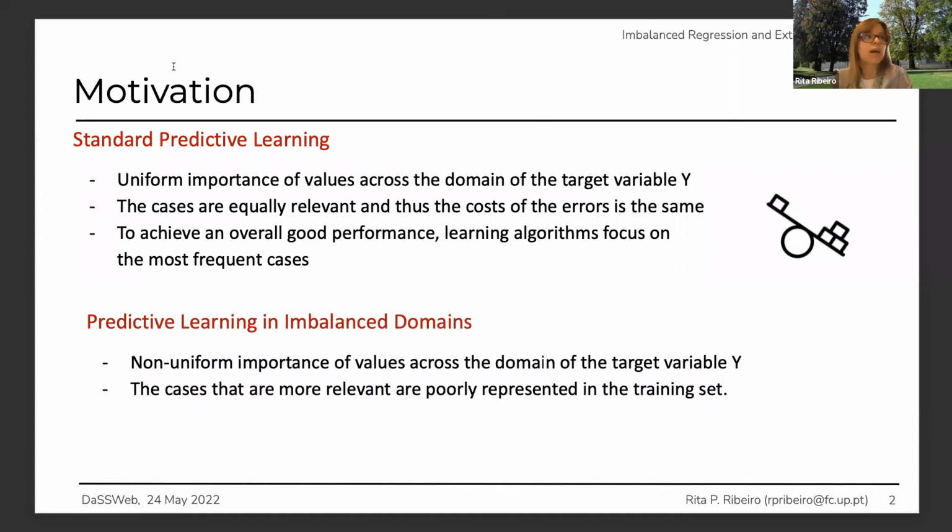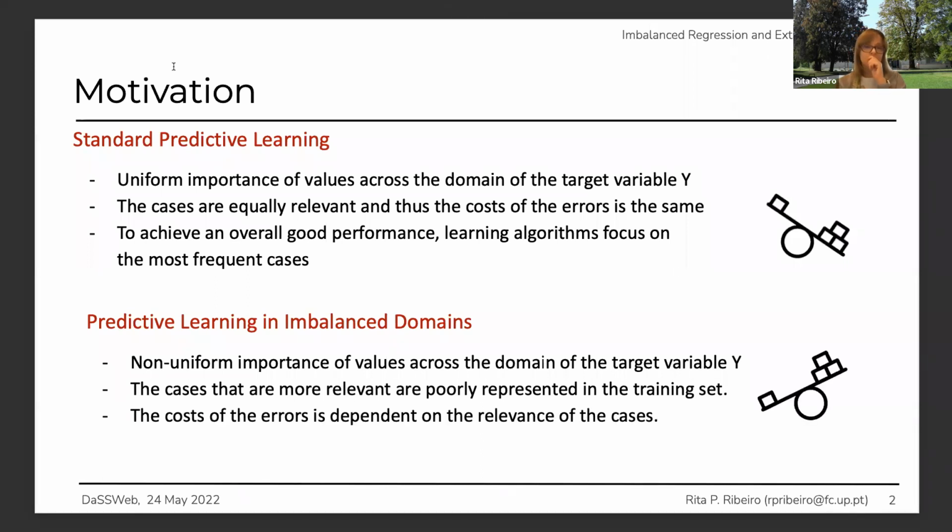But what happens whenever we are trying to learn from an imbalanced domain setting? In that case, we can no longer state that all the values across the target variable domain have an equal importance, and there are a few of them that are more relevant than others. Moreover, they are usually rare within the target variable. So accordingly, if they are more relevant, the costs of making an error on those specific cases should be higher than the ones made at the most frequent or less relevant values.